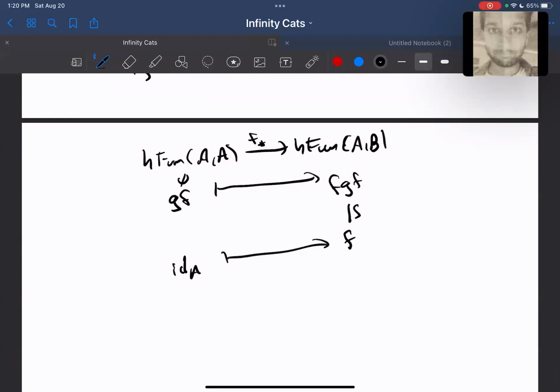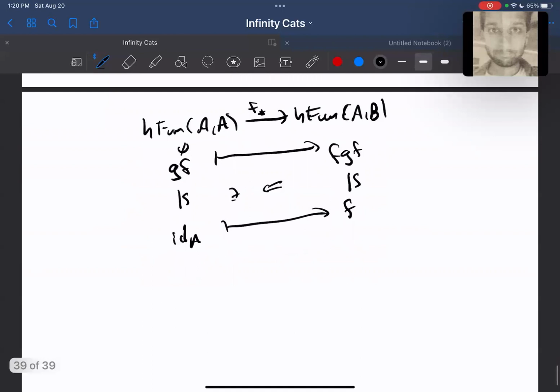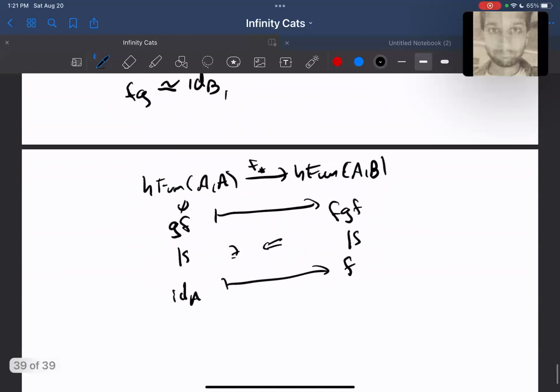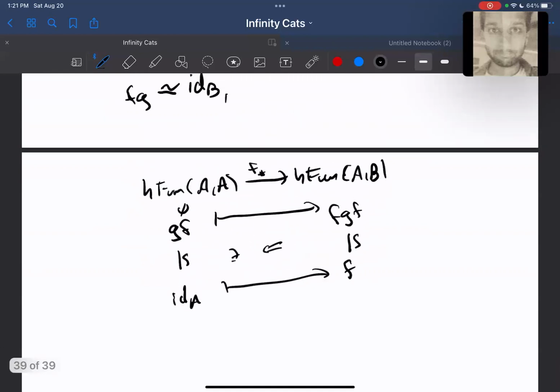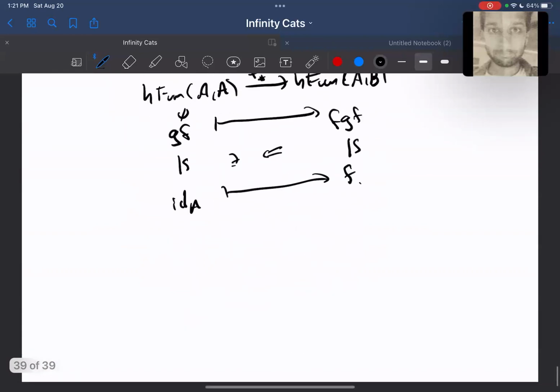And since this is an equivalence of categories, and these are both in the image, this means that it's fully faithful, which means that there's going to exist an isomorphism here that maps down to this, which is precisely going to give the claim that identity of A is isomorphic to GF. So 2 implies 3.